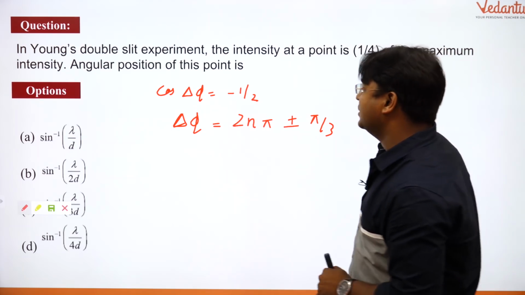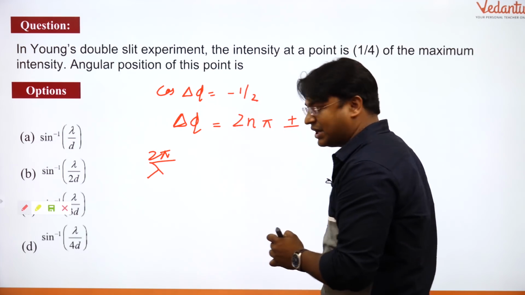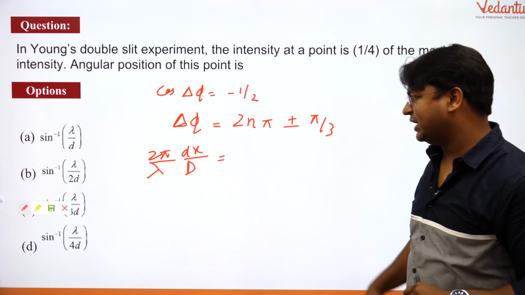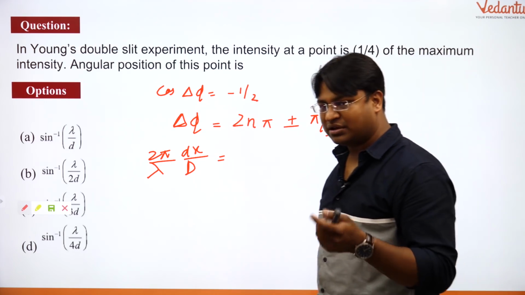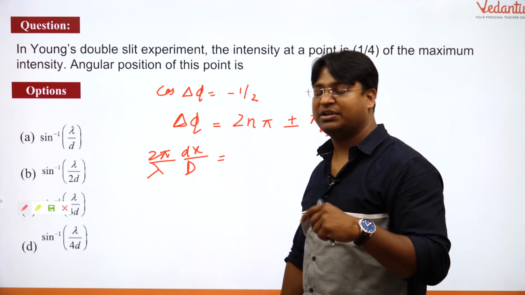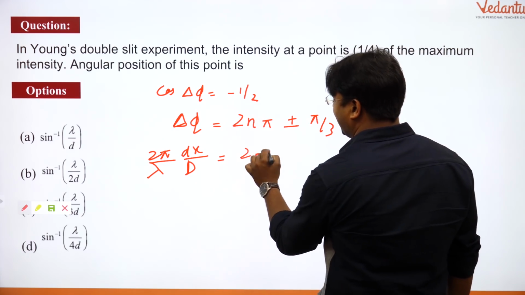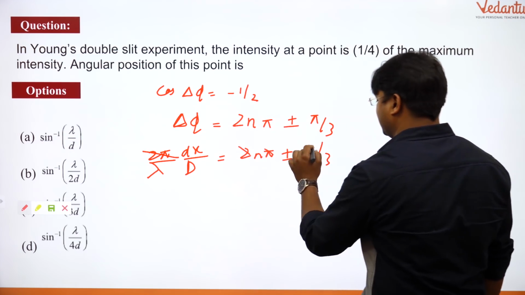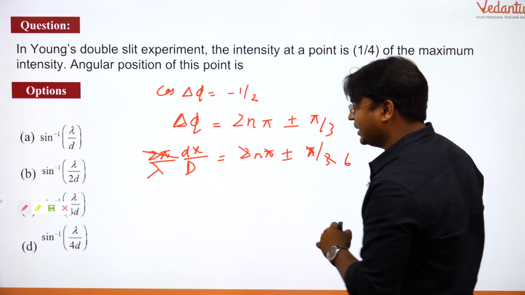second and third quadrant. All right, so delta phi is 2 pi by lambda times the path difference. Path difference is dx by d. We are assuming here that we are going to get a small angle. If not, then we'll have to change the solution. Let's just assume that the angular position will be small only, and after doing the calculations, if we figure out that it's not there, then we'll do something else. So 2n pi plus minus pi by 3 is what we are getting. So 2 pi can be removed, so this will become, all right, so this is what we are getting.